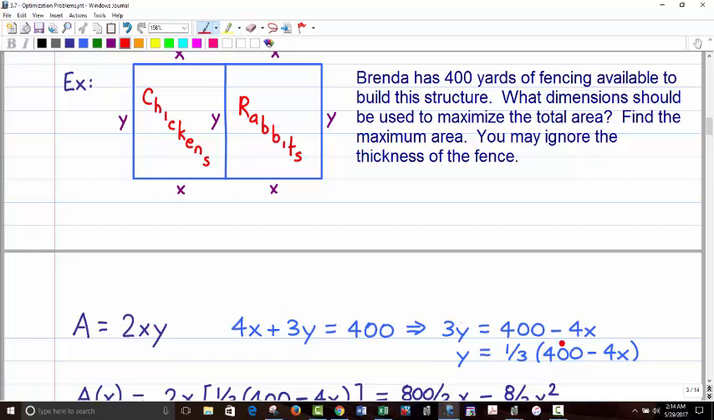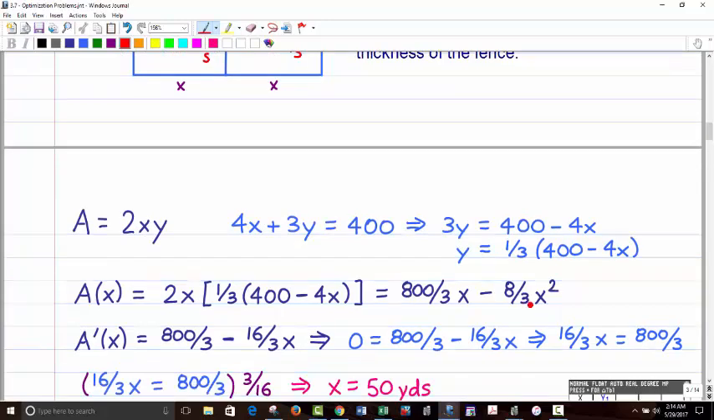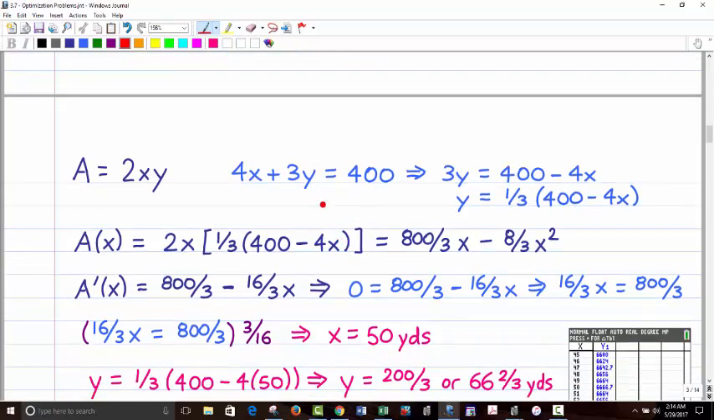So do a little algebra here. That's easy enough. Y equals 1/3 times 400 minus 4X, which we're now going to plug in for that Y, and that means our area equation will look like this. And once again, I just called it A of X. You didn't have to, but I generally do. So now we just do a little algebra there and distribute this.